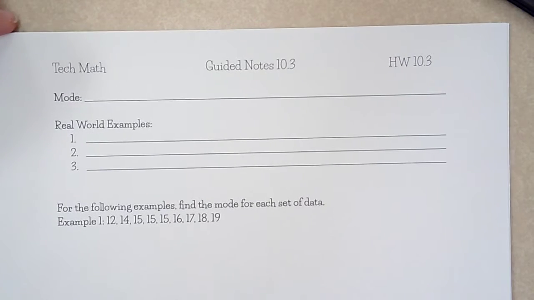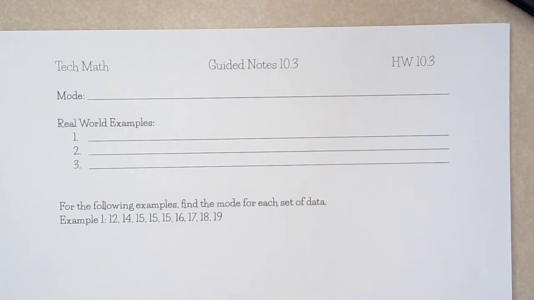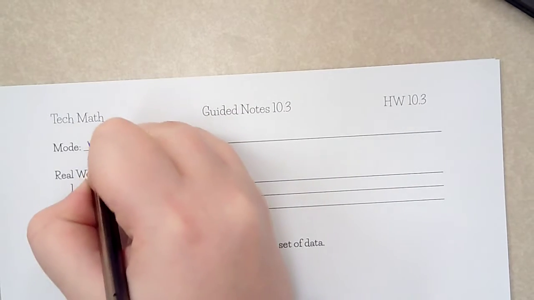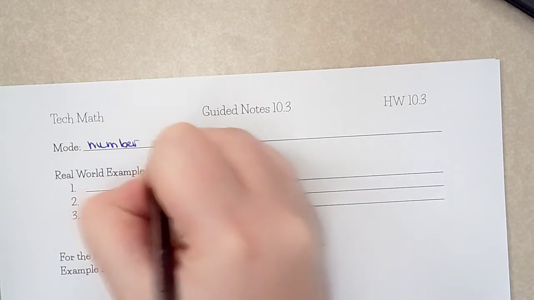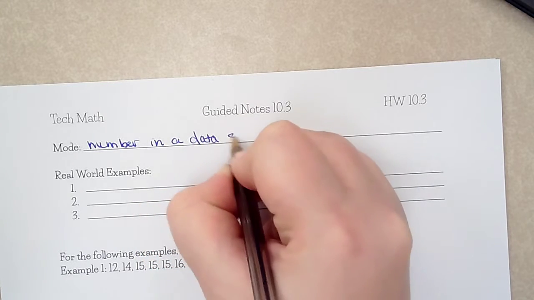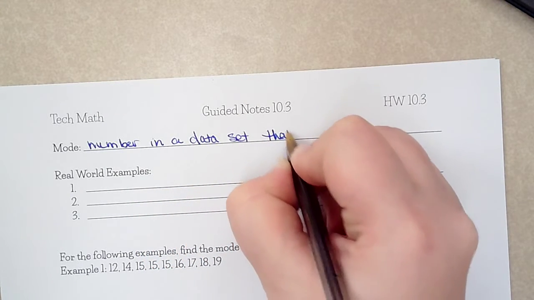Again, I did a little preview of this in my first video, but now we're going to go a little bit more in depth. So the mode for a set of numbers is the number in a data set that occurs most.